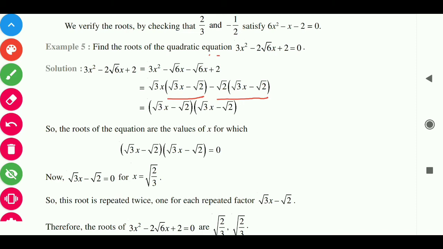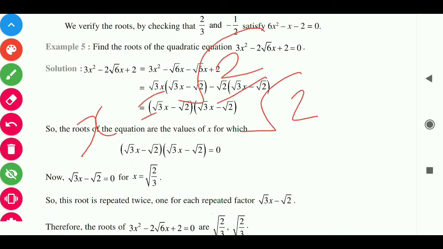If we take common out root 3 into root 2, root minus root 2, then root 3x minus root 2 will remain in this. Therefore we will have root 3x minus root 2 into bracket root 3x minus root 2. So the roots of the equation are the values of x for which root 3x minus root 2 into root 3x minus root 2 equals to 0. If we equate both the terms to 0, we will have x equals to root 2 by root 3.